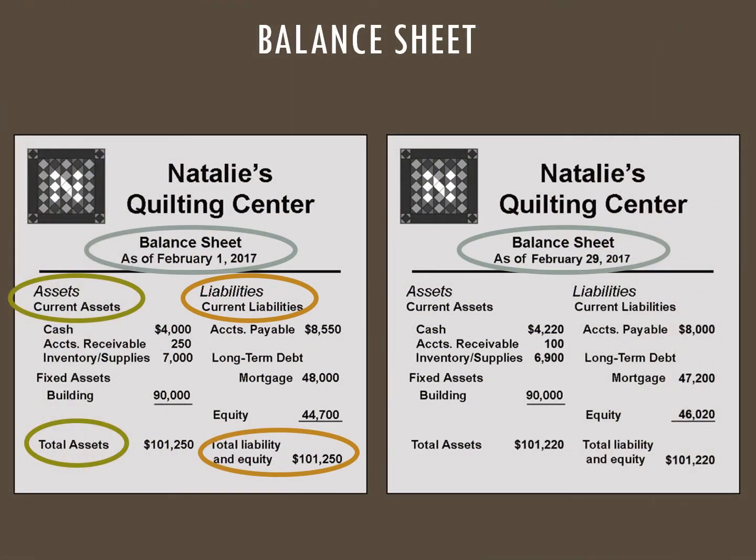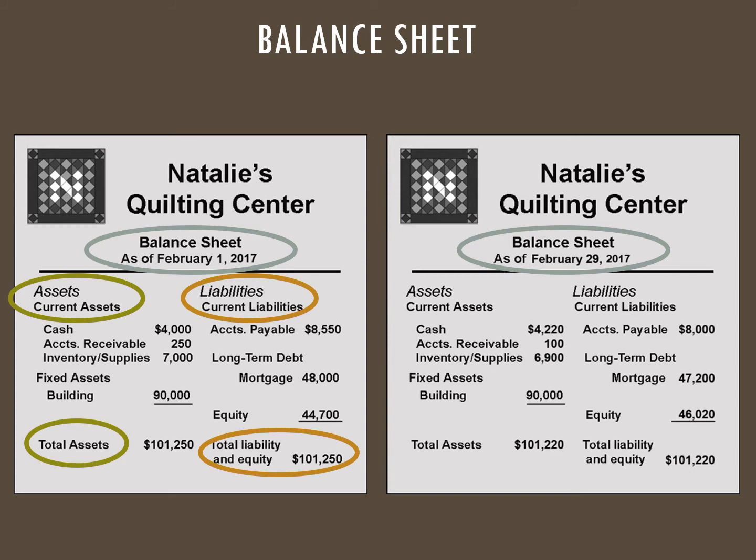Here we can look at a balance sheet example regarding Natalie's Quilting Center, which is a fictional business. We're looking at the balance sheet from the beginning of February to the end of February 2017. And you can see the assets and current assets and liabilities and current liabilities and things I've circled there. What we're looking at is after all of our assets are total $101,250. And then the same goes with the liabilities on the 1st of February.